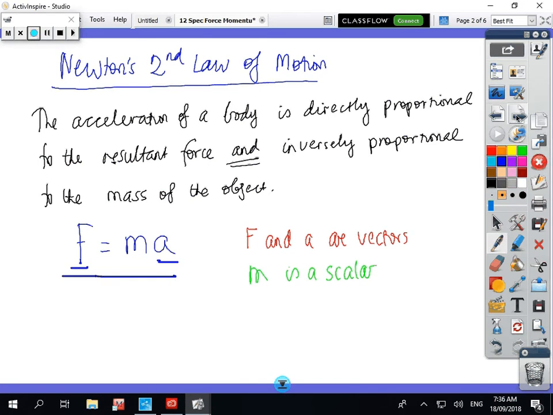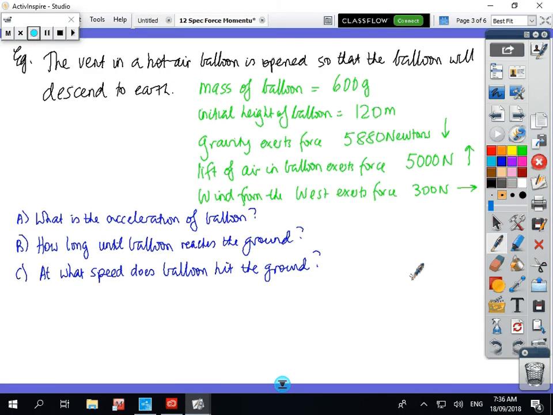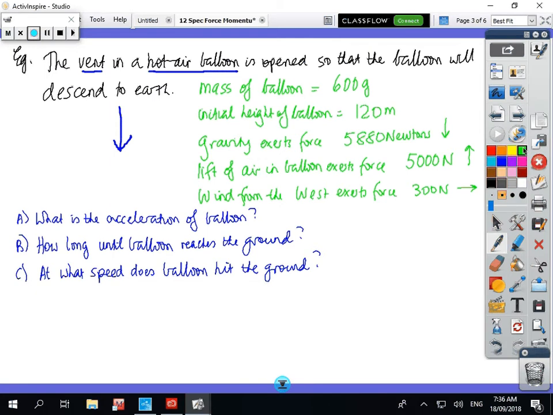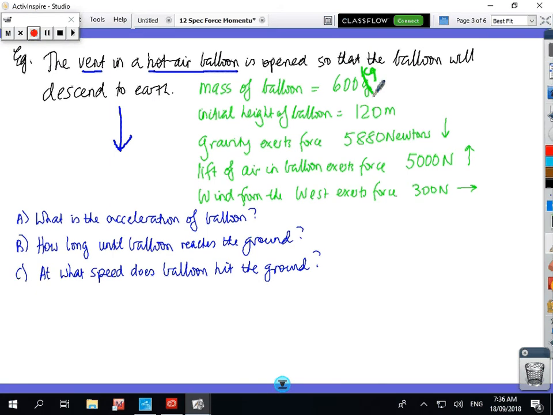We're looking at some questions soon. So we've got a question here. We've got a hot air balloon and the vent at the bottom is open so that the balloon starts to come down to Earth. The mass of the balloon is 600, I think that should be mass is 600 kilograms. Just change that to kilograms, not grams. The original height of the balloon is 120 meters. Gravity is exerting a force of 5,880 newtons.